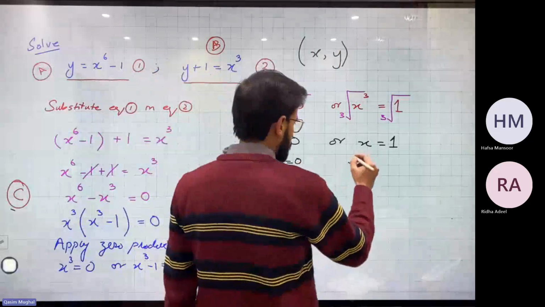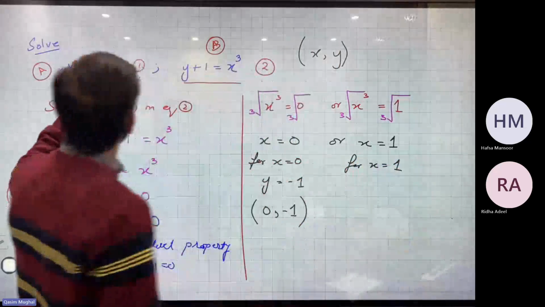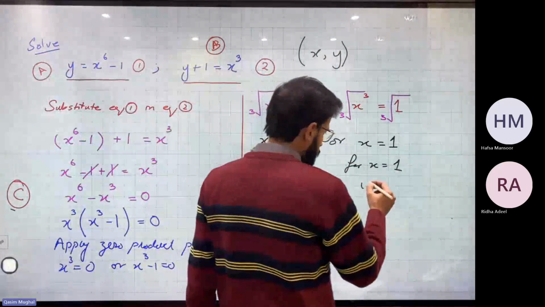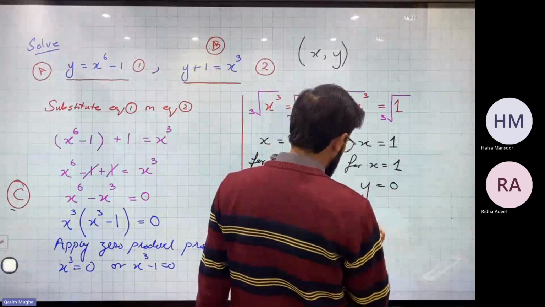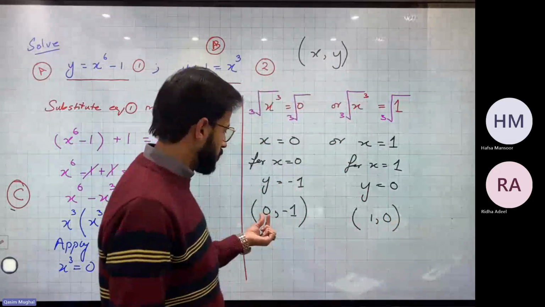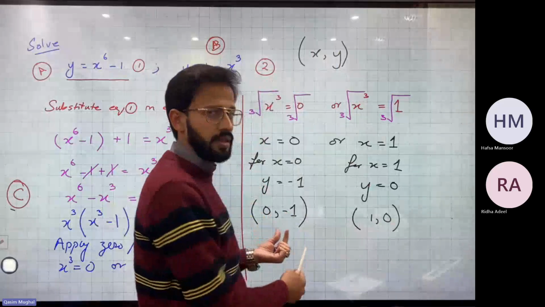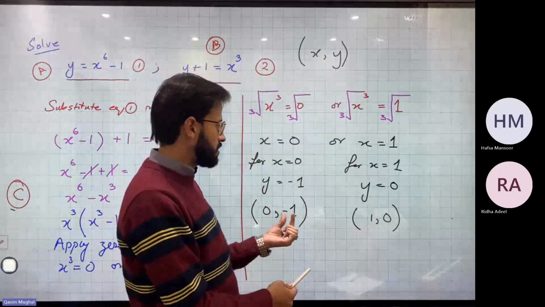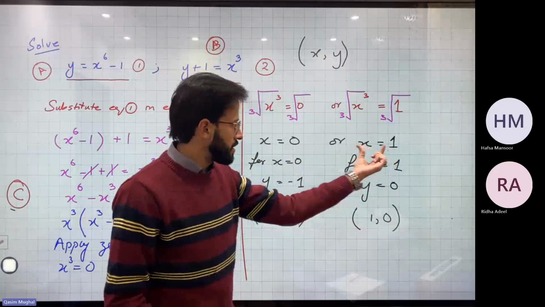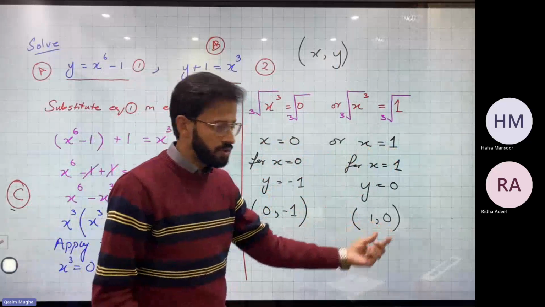अब यहाँ पे हम सॉल्व करेंगे. For x equals to 1, 1 power 6 is 1, 1 minus 1 is 0. So y is equals to 0, 1, 0. अगर आपने 0x यहाँ से लिया और इसकी y की वैल्यू उठा के इसके साथ लिख दी, that will be wrong. And exactly in the same way, if you put this as x and value of y from here, that 1 comma minus 1, that will be wrong.